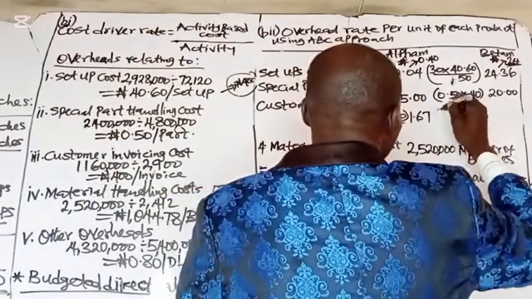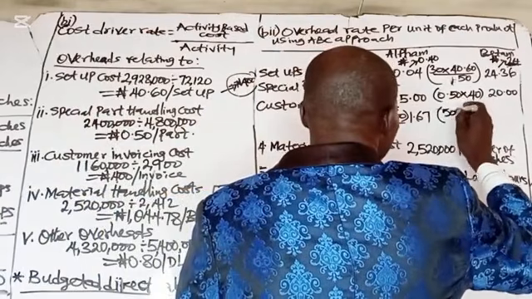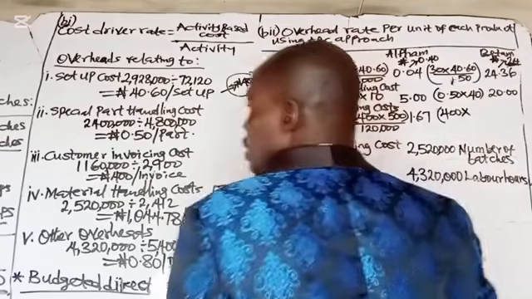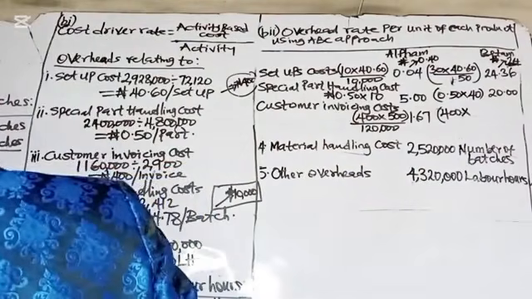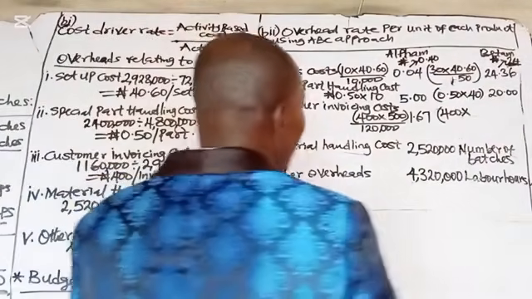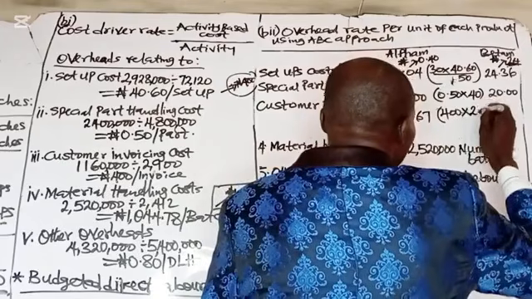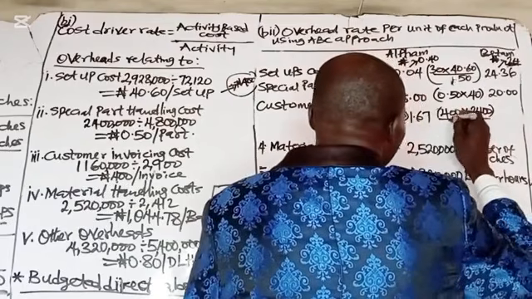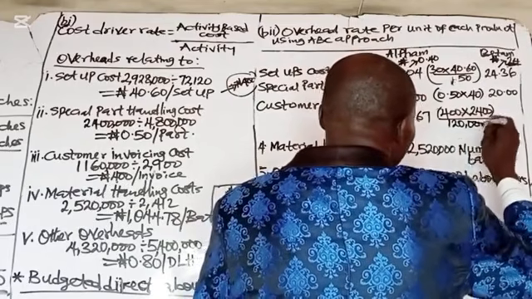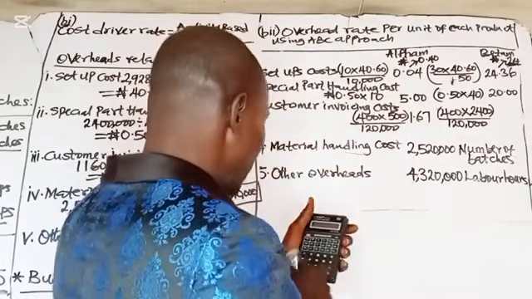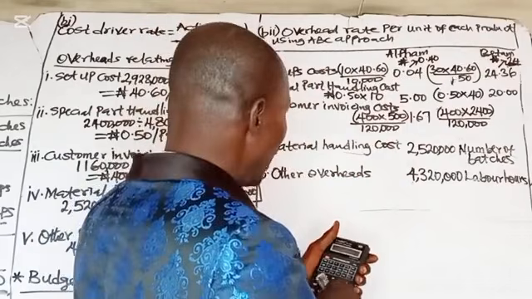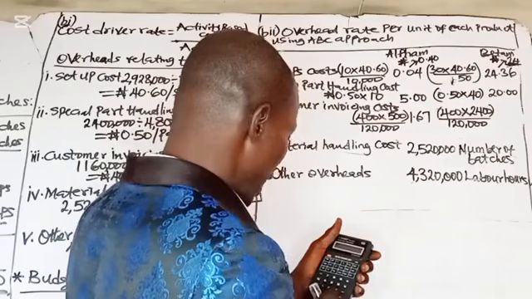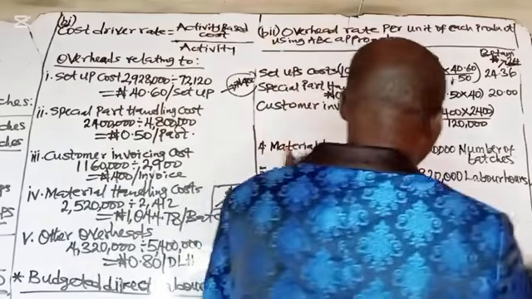For Betam, we have 400, the rate per unit. The customer invoices for a year for Betam is 2,400. Since it is not per unit, you divide by the number of units of Betam, which is 120,000. 400 times 2,400 divided by 120,000 gives us 8 naira per unit.